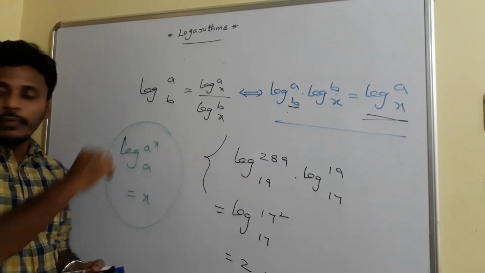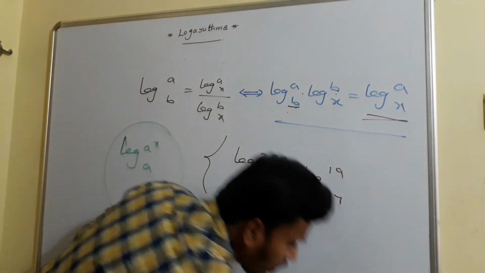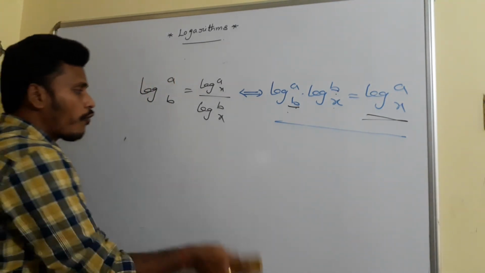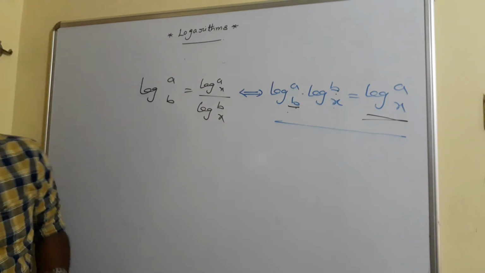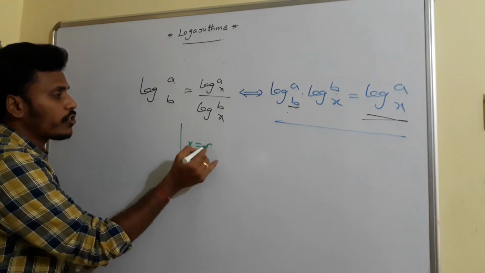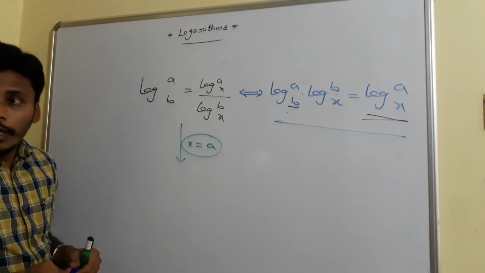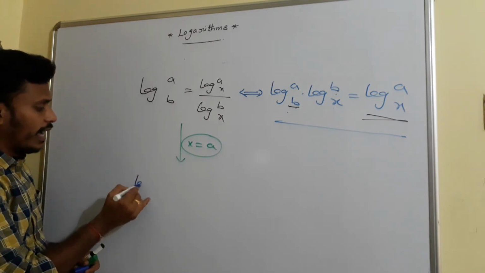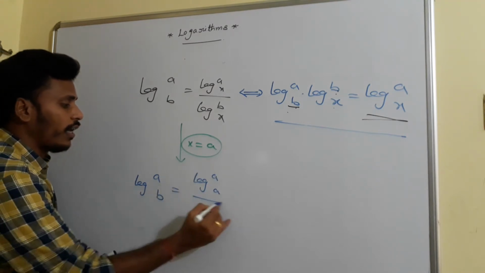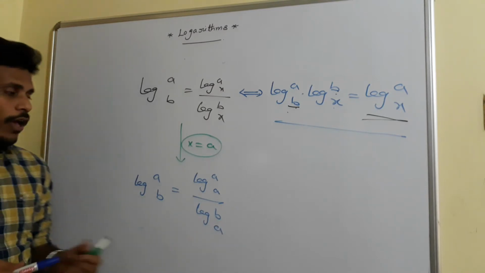And log a base b is equal to log a base x by log b base x. Instead of x, you may take any value: maybe x, maybe y, maybe 7, maybe 10, anything. So to generate another fundamental law, I am just replacing that x with a. If you replace x with a, what will happen? You will get log a base b is equal to the logarithm of a base a divided by the logarithm of b base a.